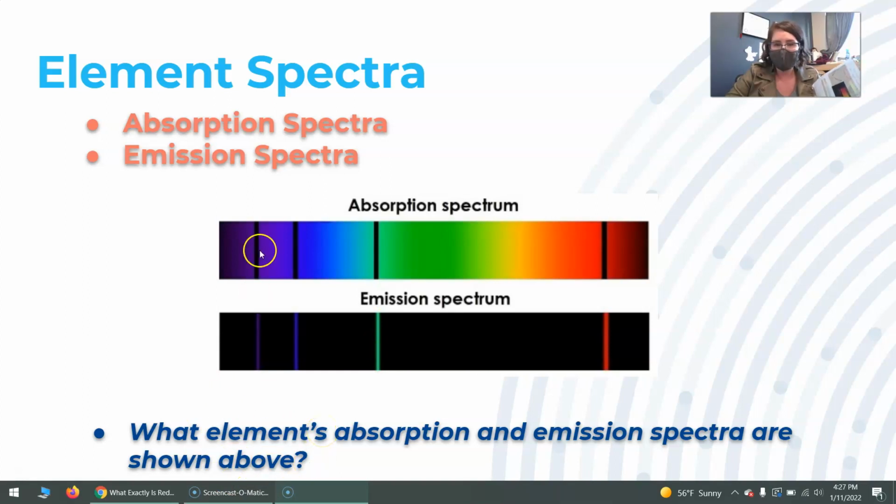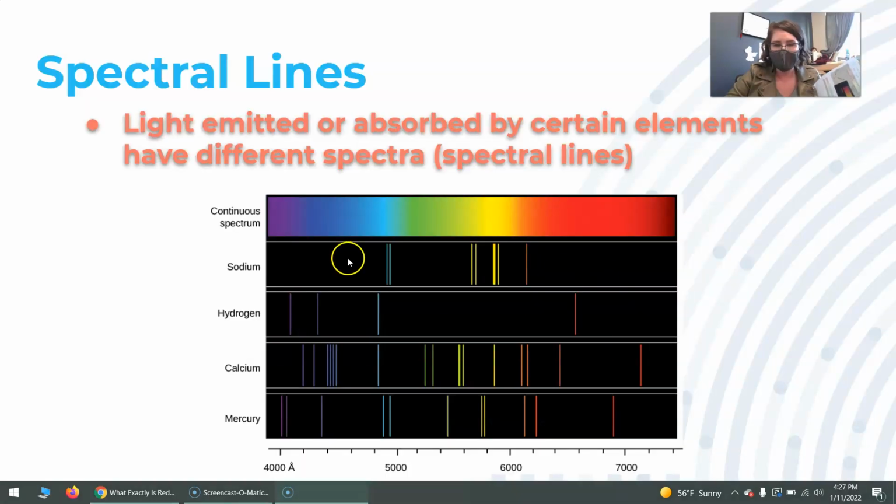Let's go back. So this one has 4 lines. Let's check out if we can figure it out. So sodium has, hydrogen has. Have you figured it out?